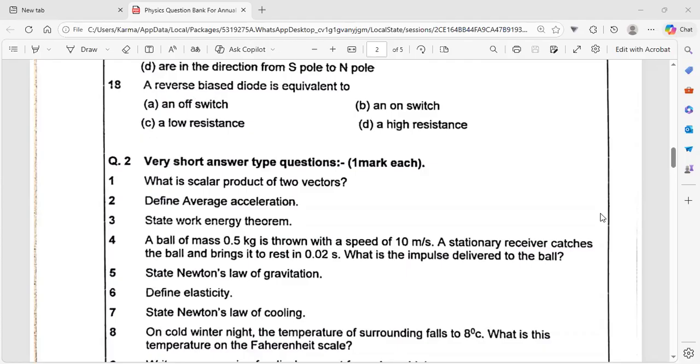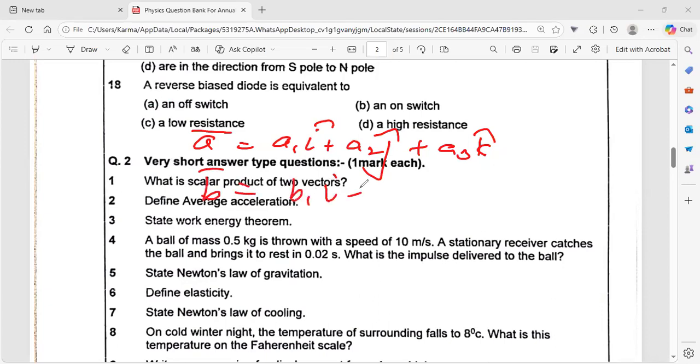The scalar product of vectors. So if the two vectors, A bar is equal to A1 i plus A2 j plus A3 k, this vector A bar, I'll say, and B bar is equal to B1 i plus B2 j.